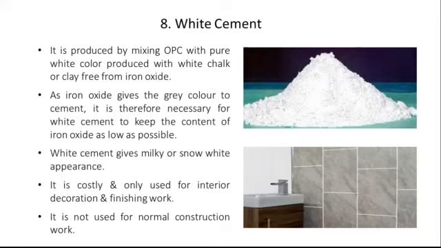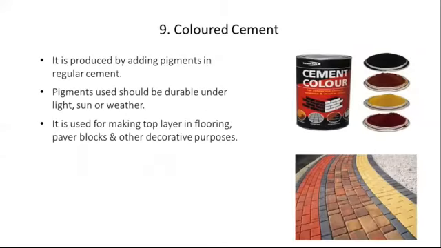In normal construction work, we can use only ordinary Portland cement or other types, depending upon the type of construction. Right. Next is colored cement. It is produced by adding pigments to regular cement. Pigments are added in regular cement, so the cement gets colored. The pigment used should be durable under light, sun, or weather. It is used for making the top layer in flooring, paver blocks, and other decorative purposes.